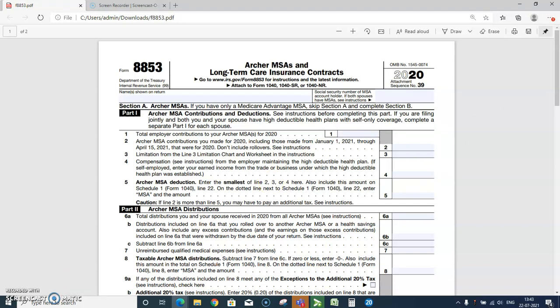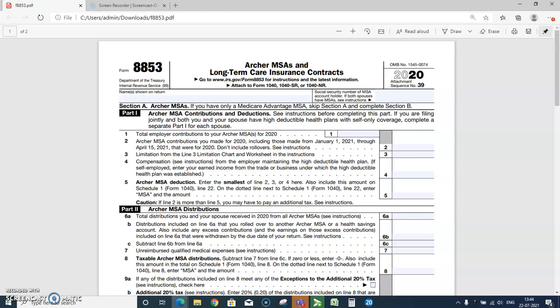An Archer MSA covers employed workers or those who work for a company with an average of 50 or fewer employees over either of the preceding 2 years. Your health plan must be a high deductible plan and you must have no other health coverage, and although there are some exceptions to the rule, you can't be enrolled in Medicare or claimed as a dependent on another person's tax return for the current year. The eligibility requirement must be met on the first day of each month for which you claim an MSA deduction.